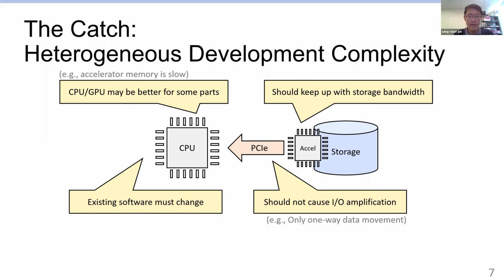And another caveat is that typically we can only support one-way data movement. If we read something from the storage, process it at the accelerator, and send it over PCIe, and the application requires that the data be transferred back into the accelerator over PCIe again, that typically incurs too much data movement overhead to be effective.